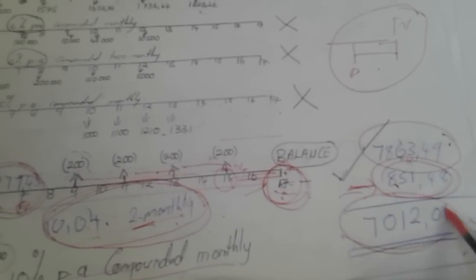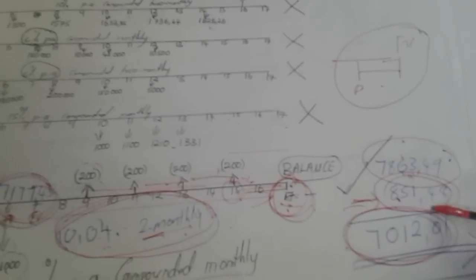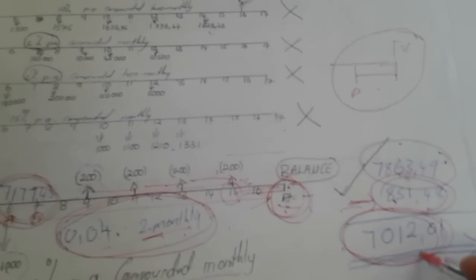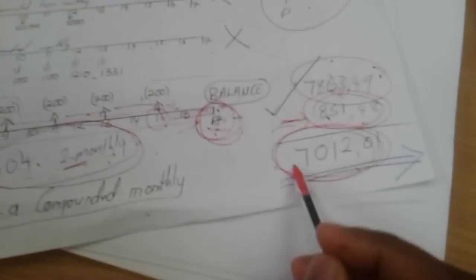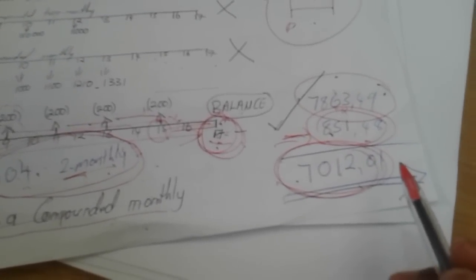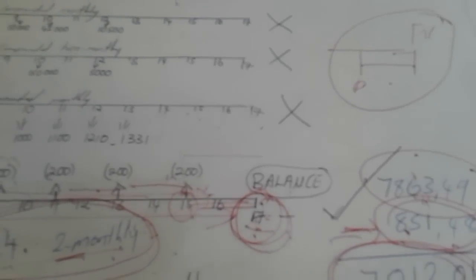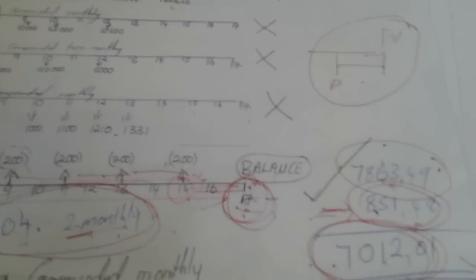The difference, of course, is the balance. Remember, deposits minus withdrawals gives you the balance of 7,012.01. So basically, this is everything that you need to know for the June exam.